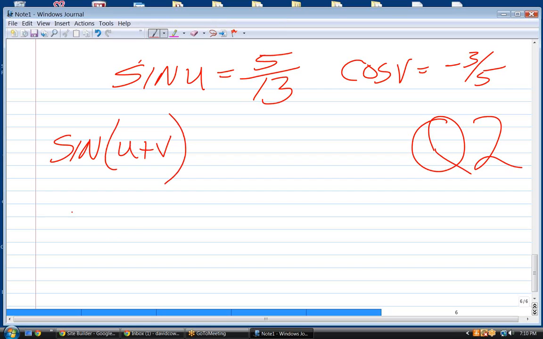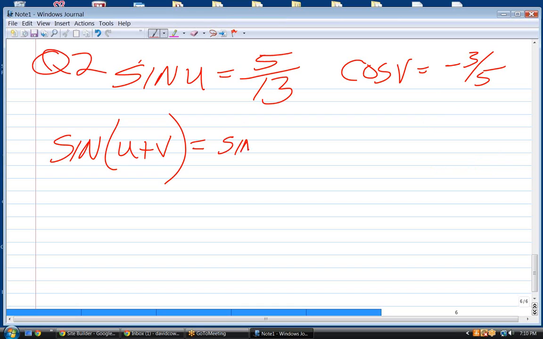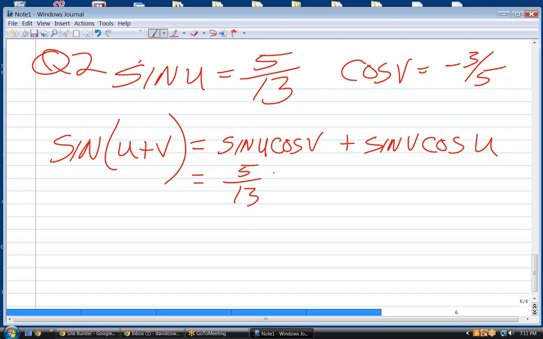Okay. Let's use our identity. So it's going to be sine of u cosine v plus sine of v cosine of u. Sine of u we know. 5/13, second quadrant, positive. Cosine of v we don't know it. Oh, yes we do. Minus 3/5. Sine of v we don't know yet.